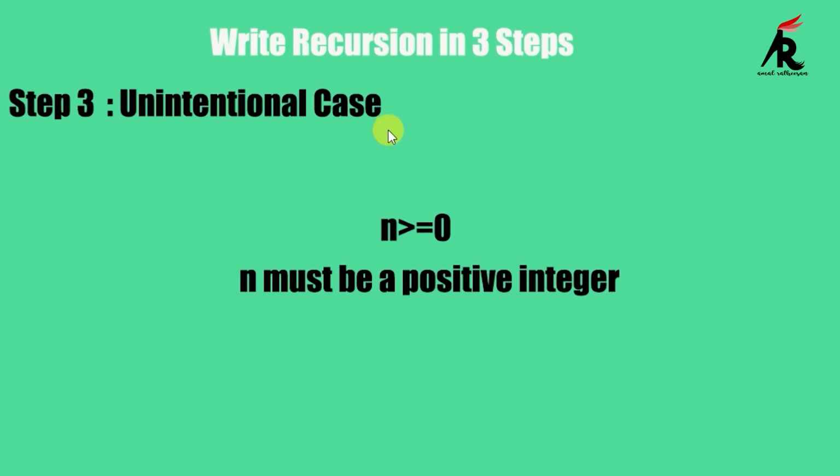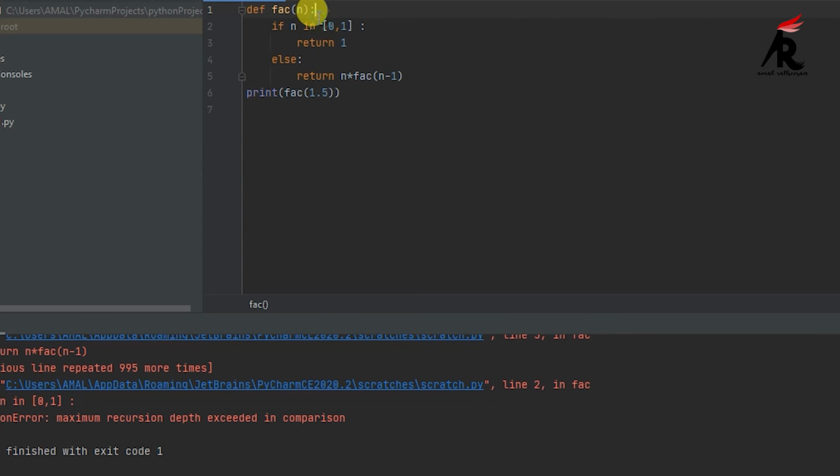So there are some constraints like this. The n must be greater than 0. n is not negative. There is no factorial for a negative number. And n must be a positive integer, not a floating point, something like 0.3. There is no factorial for that. So n must be a positive integer, not a floating point number, and n must be greater than or equal to 0. Okay, we have to add this. You can add it yourself.